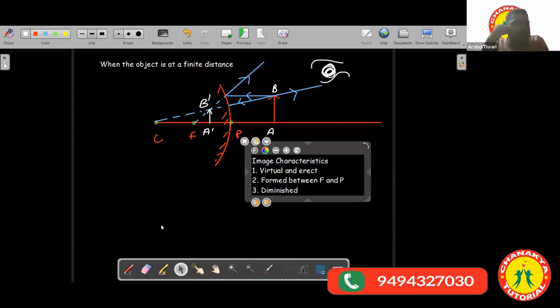So in all these cases, these are the only two cases. Maximum you can do is bring this object very close to the pole, but still you will observe a similar image form. Even if you take it very far off, you will observe a similar thing, but the image will be formed at F.